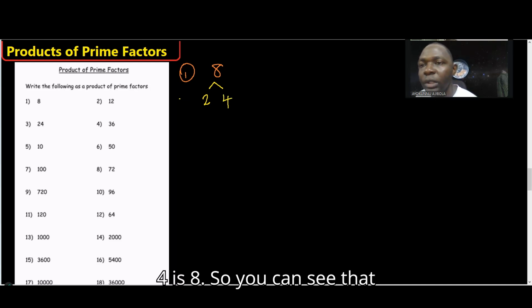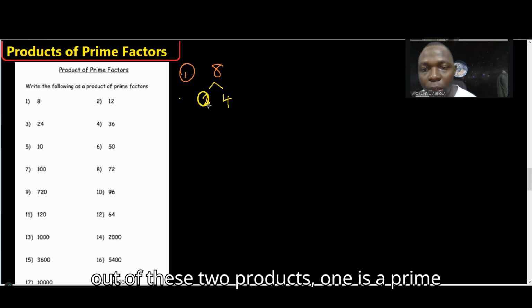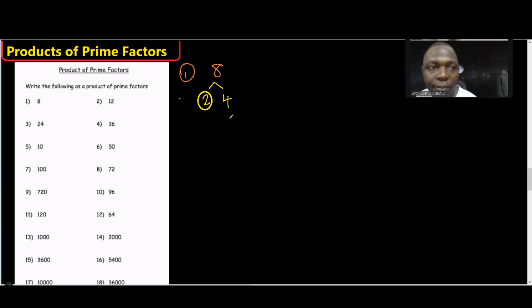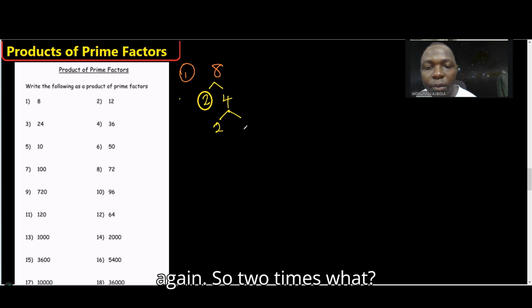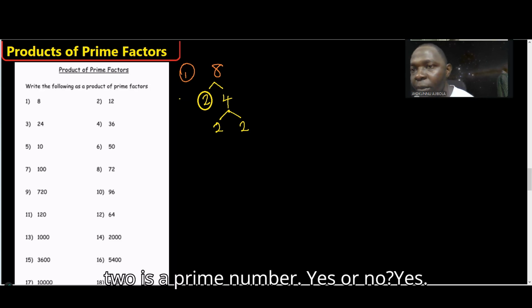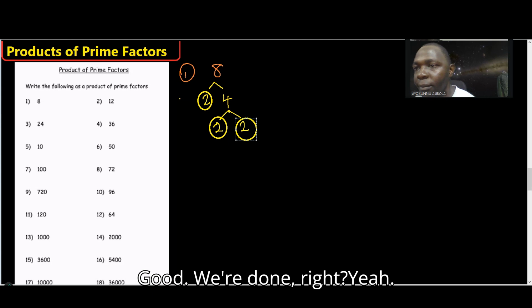So you can see that out of these two products, one is a prime number, the other is not, right? The one that is not, you still split it. Pick 2 again. So 2 times what? 2 times 2 is 4. Good. So 2 is a prime number, yes or no? Yes. Good. We are done, right?